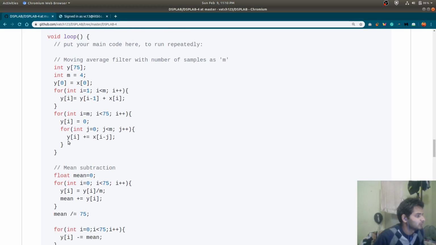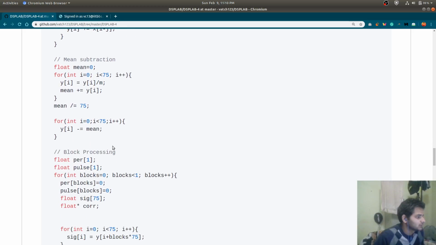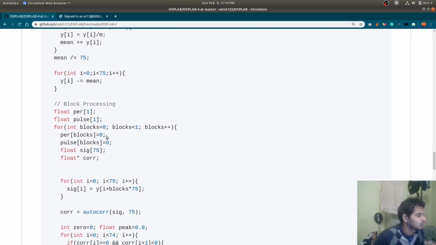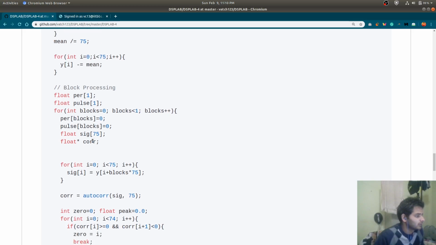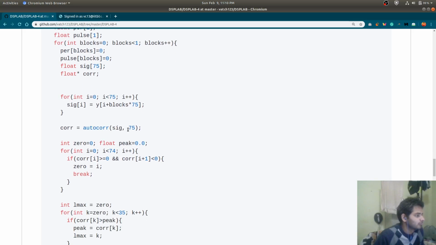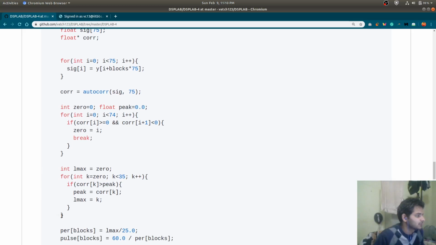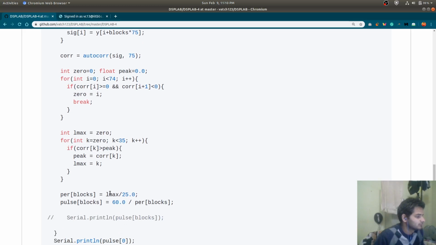Here we have taken the moving average, subtracted the mean, and did some block processing. Last time we had 4 blocks. Since the number of samples was huge, here we have only 75 samples, so we are taking only 1 block and trying to find the pulse period. Now we find the autocorrelation of the signal. Again we find the first maxima after the 0th position, or the first 0 crossing.